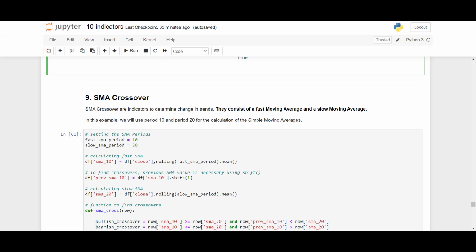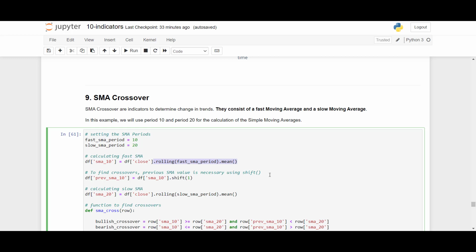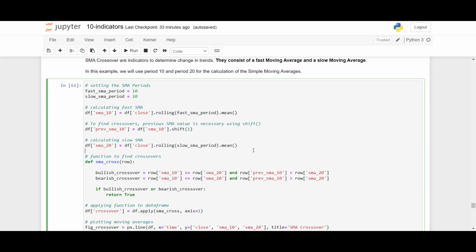So the SMA 10 is calculated using the mean values like in example 1. But we also want to find the crossovers in this example, and for that we want to know the previous SMA value. So we use shift to do that. And here we calculate SMA 20, the slow simple moving average.